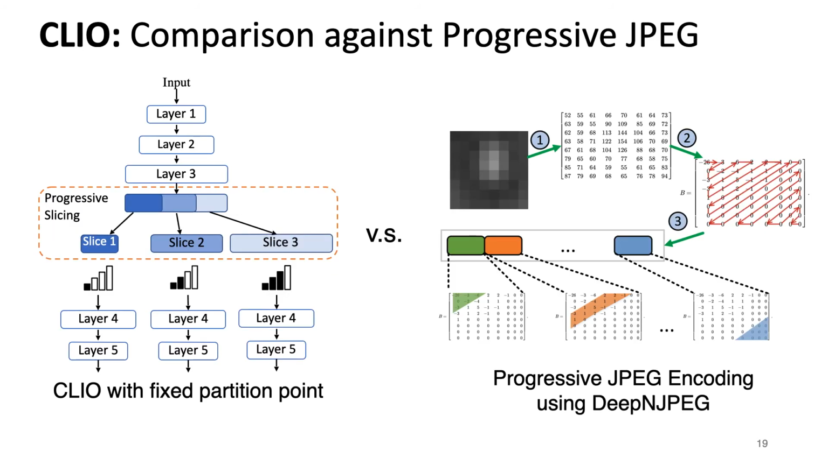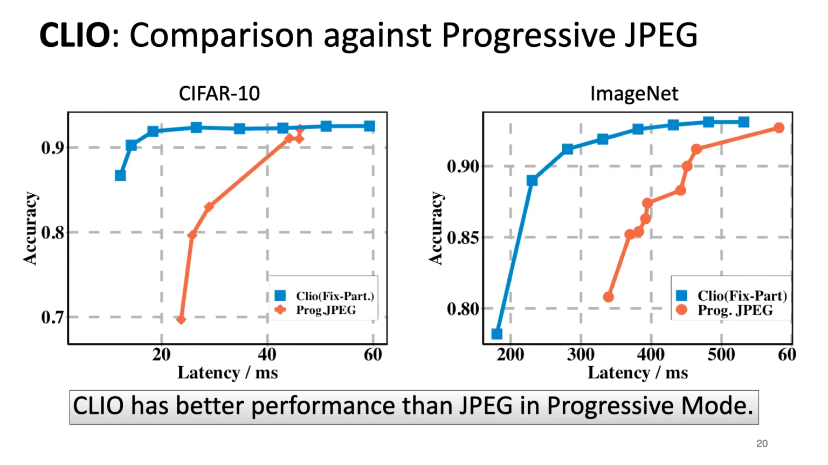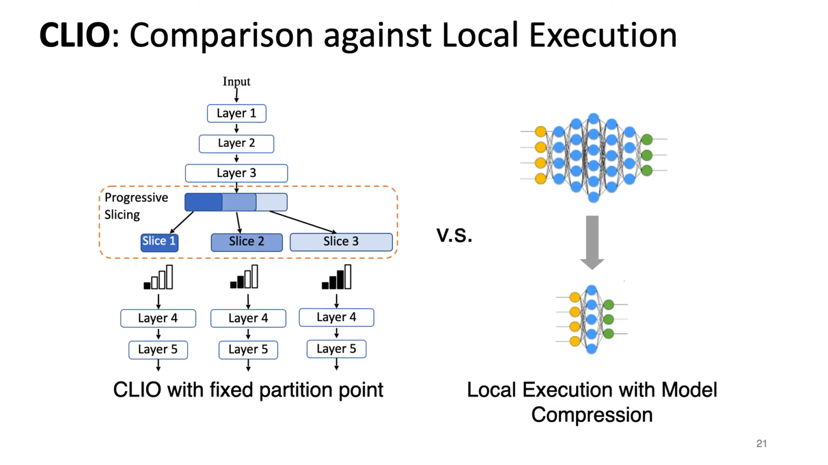We compare our methods with progressive JPEG. Our methods could progressively transmit slices, while progressive JPEG could progressively transmit the raw data. For the same latency, we find out that our methods can achieve better accuracy compared with progressive JPEG. Also, when the network dynamics occur, our methods can also degrade more gracefully than progressive JPEG.